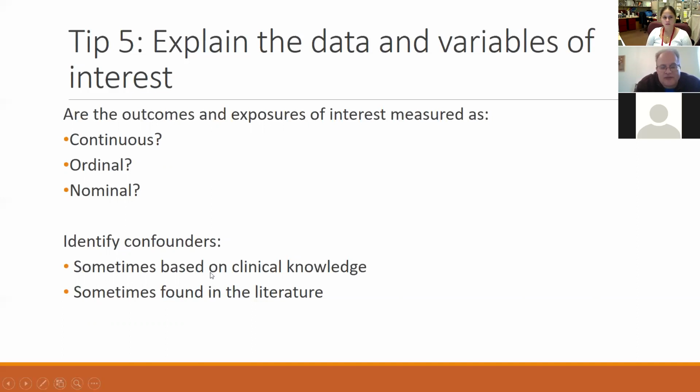Then you want to identify possible confounders. These are variables that might mess up your results. So if your study is looking at the relationship between high-fat diet and colon cancer, a confounder might be a variable that would get in the way. You'd want to control for things like age, gender, other comorbidities, other variables that might impact colon cancer that have nothing to do with the high-fat diet. Those are called confounders.